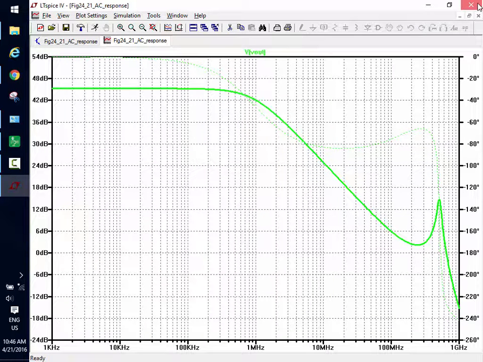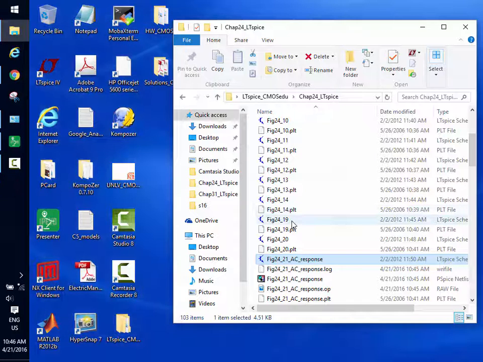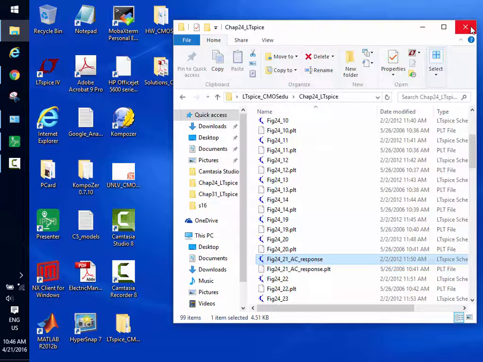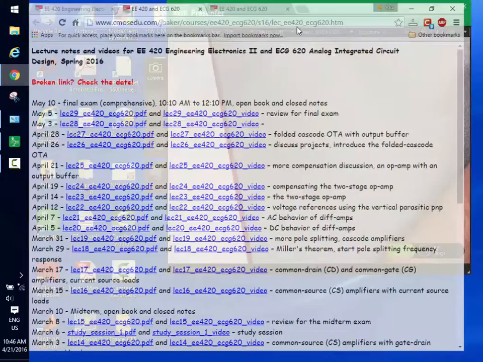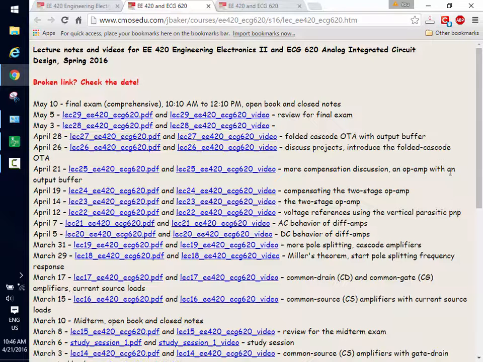Why don't we pause here and talk about a more practical output buffer for nanometer CMOS? Is everybody cool with that? Okay. So let's go do that.